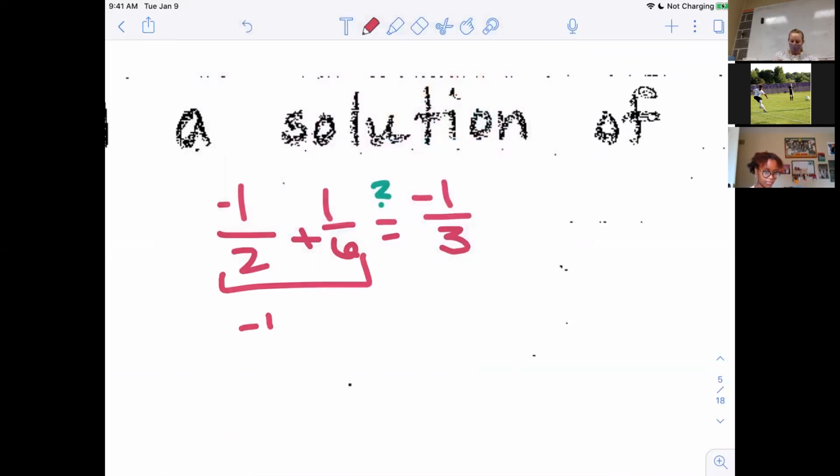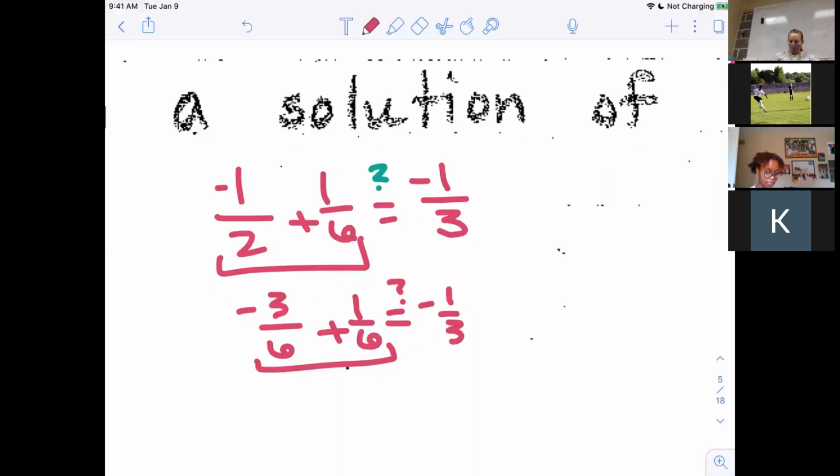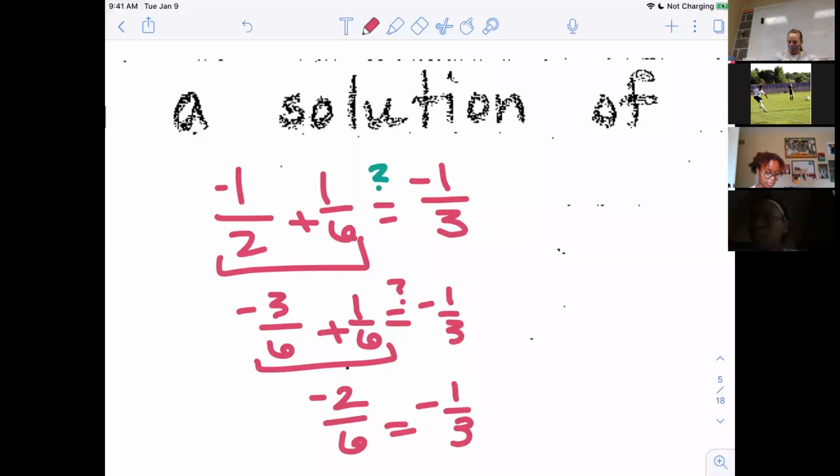So -1/2 is the same thing as -3 over 6. And then 1/6 is fine as it is. I'm still not sure if that equals -1/3. And then I'm going to combine those terms. -3 plus 1 is -2 over 6 equals -1/3.